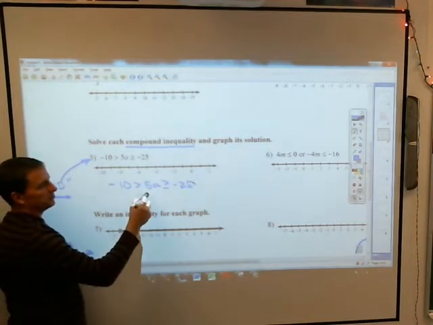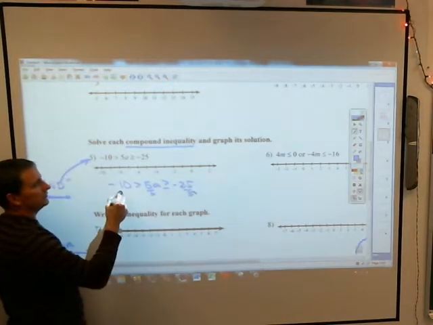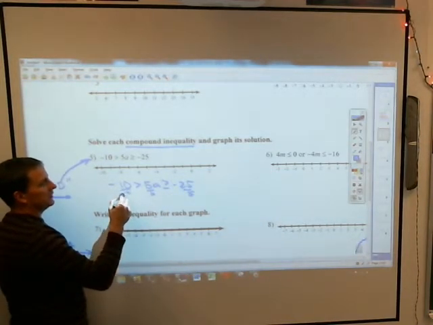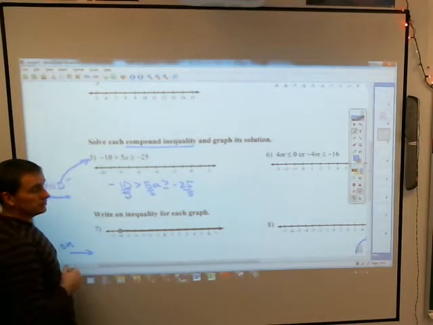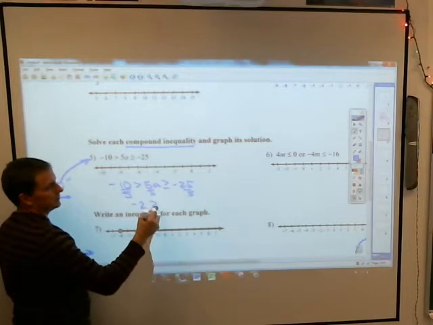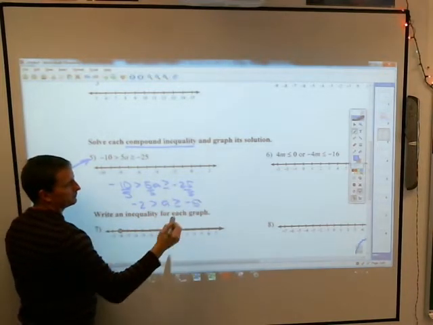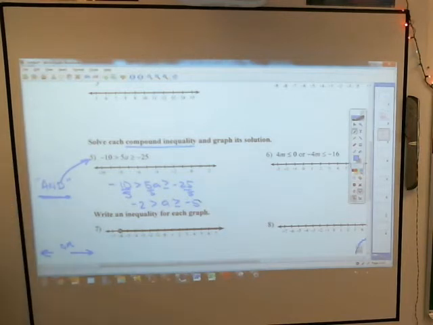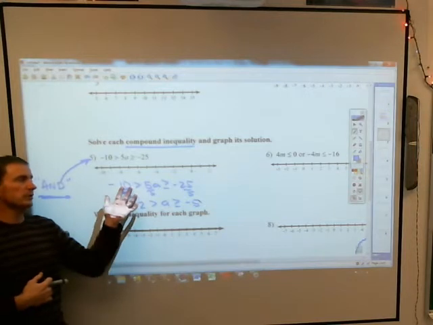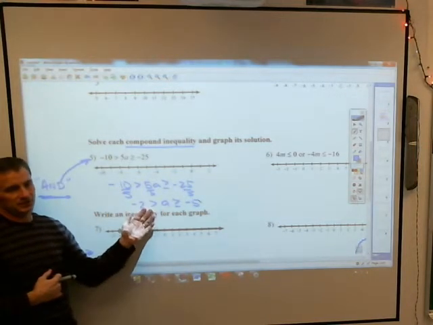Divide by 5 because it's multiplying by 5. And the rule is what you do to one side, you have to do to the other. And it's a positive 5, so the signs aren't going to change. So you end up with a -2, an A, and a -5. Now the thing I don't like about this, people, is usually when you have compound and inequalities, it's always less than signs, and these are both greater than signs.